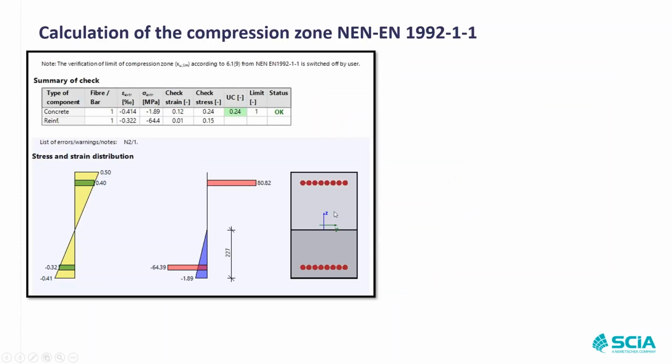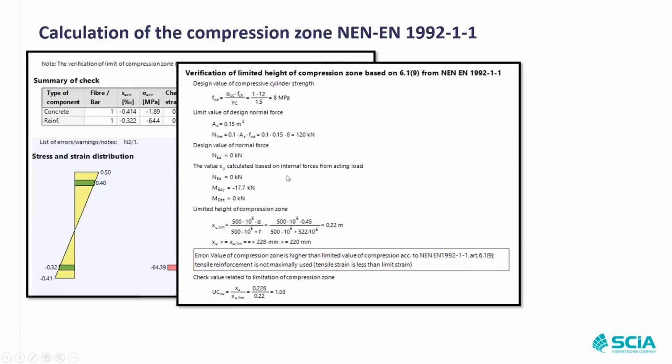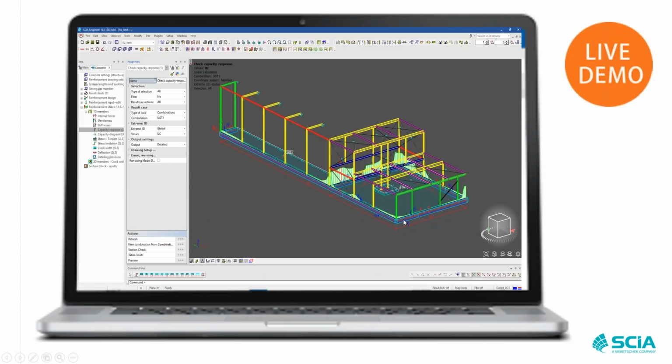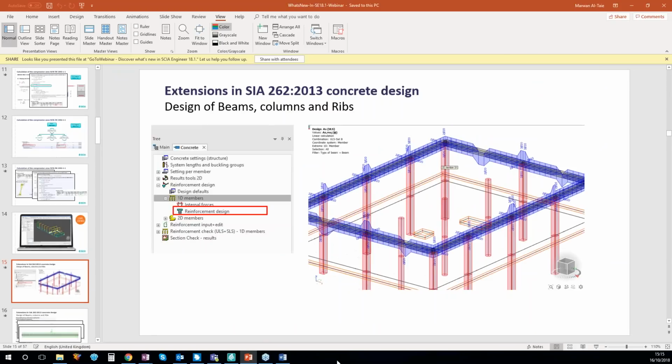So let's see, what does that mean? This is the case where you have no verification. You will get the result just like that with the compression value here. And then based on the internal forces, SCIA will do the calculation for you and check the compression zone limit. And the third one, based on the resistance.